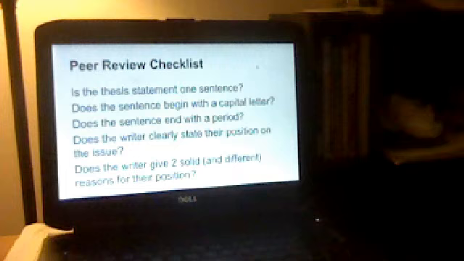After they've made their corrections, if they needed to, they turn in their thesis statement, and the teacher can look through those to see where her students are at and any changes she would need to make, any further instructions she would need to give.